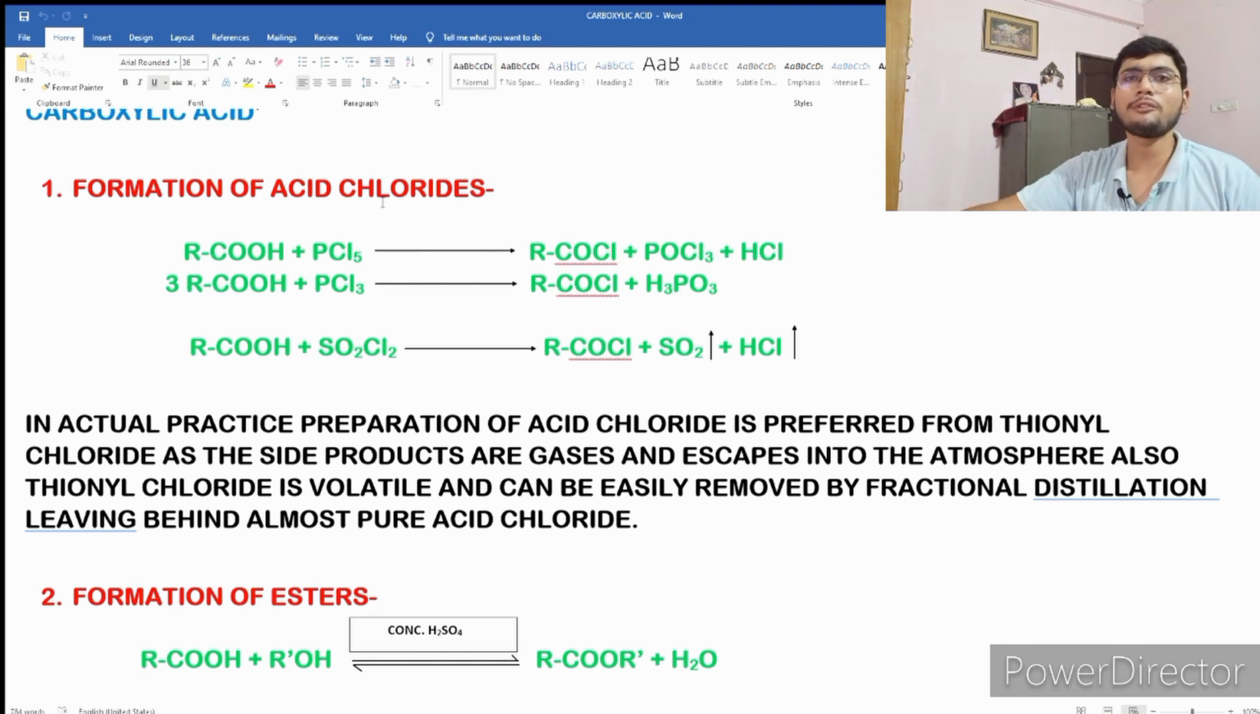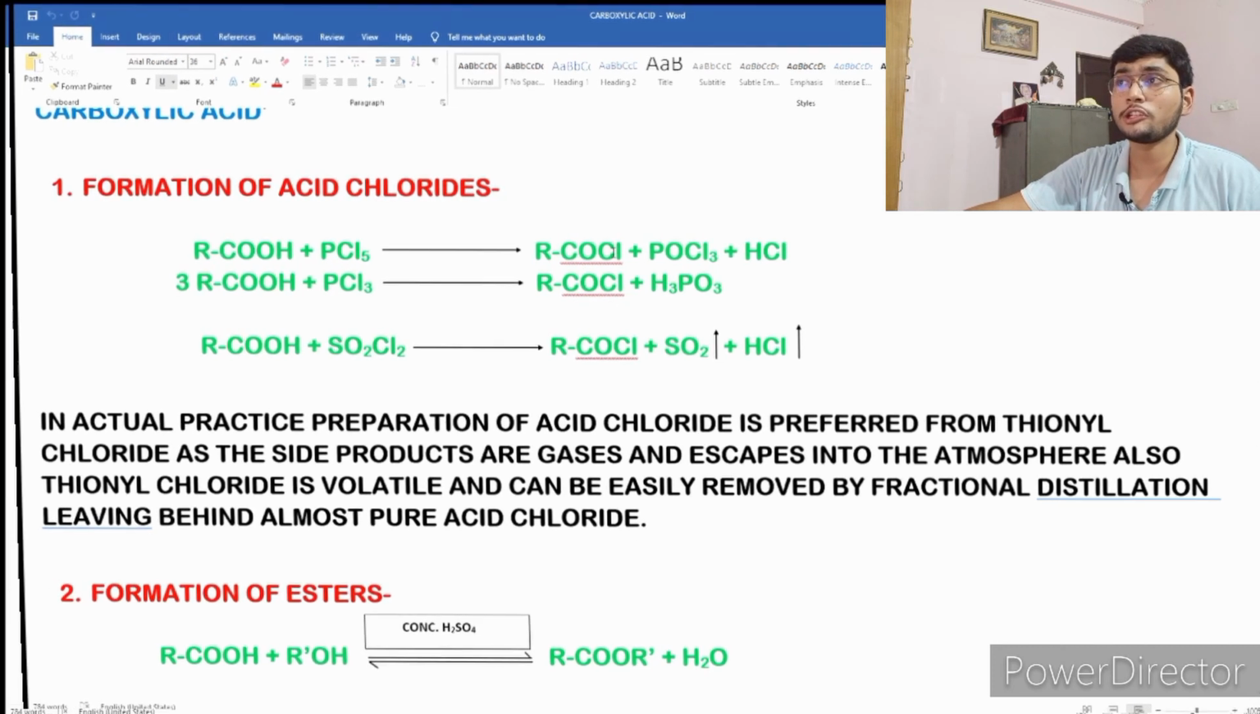So let me first read, then I will tell you why the thionyl chloride method is preferred. You see that this is a carboxylic acid, and this is PCl5. When you react them, we will get the acid chloride. Similarly, when we react it with PCl3, we will get the acid chloride. You see here the OH group has been replaced by a chlorine group.